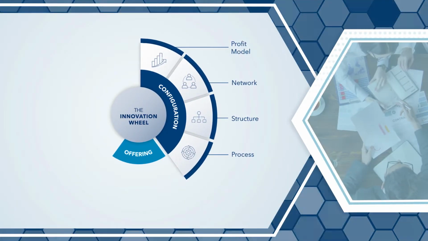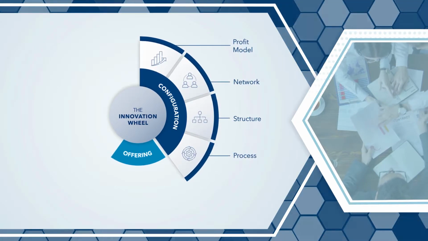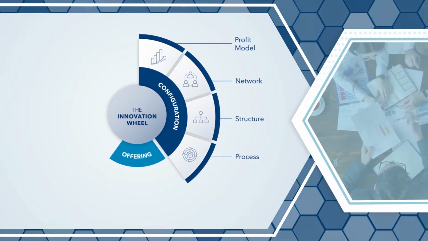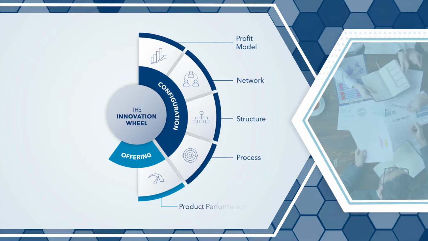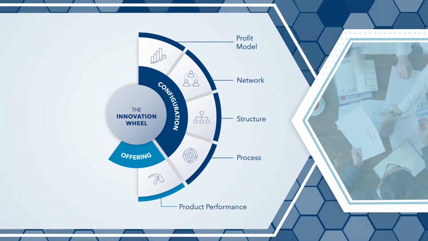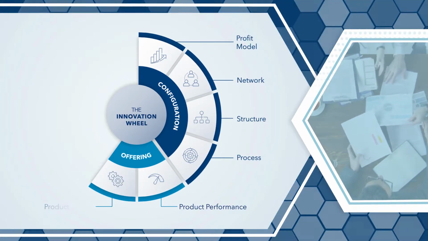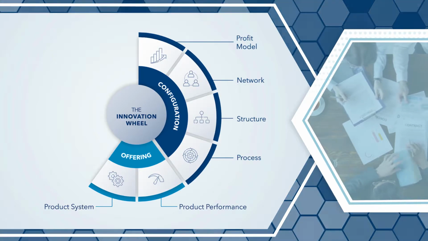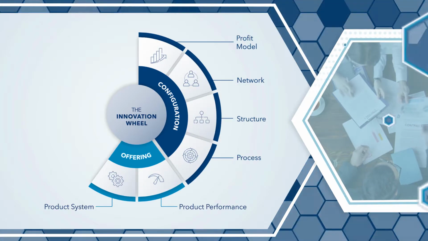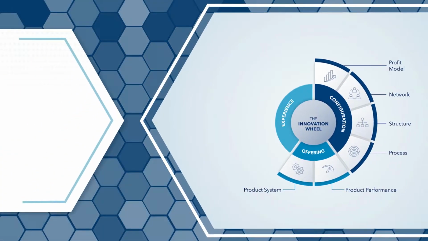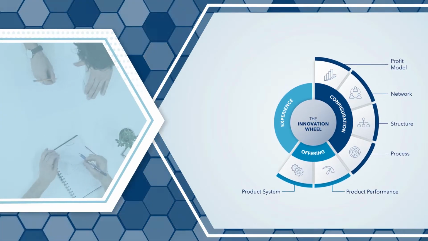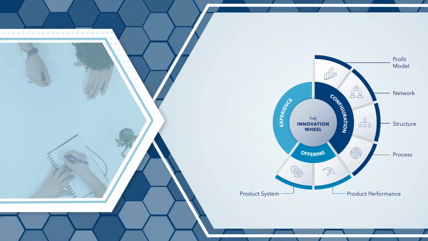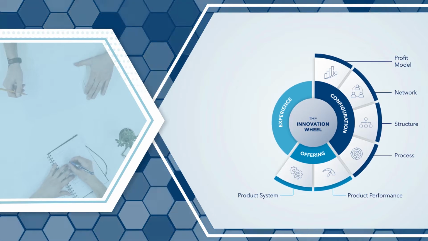Innovations in the offering category are innovations related to what you're selling. They include the product performance, distinguishing features and functionality, as well as the product system, complementary products and services. Finally, innovations in the experience category are innovations related to how customers interact with your organization or connect to it.